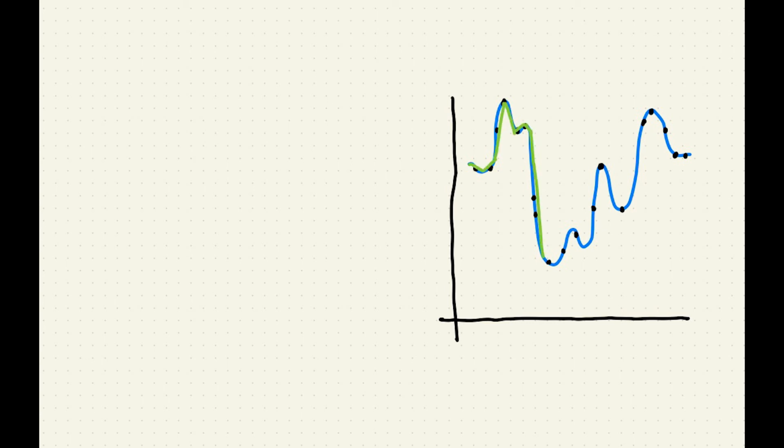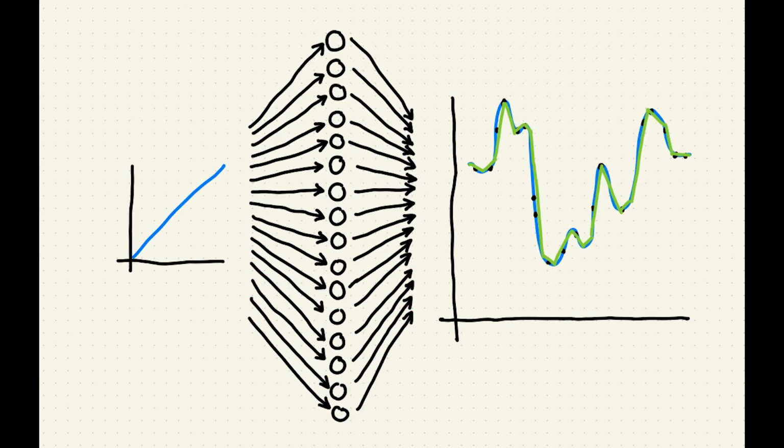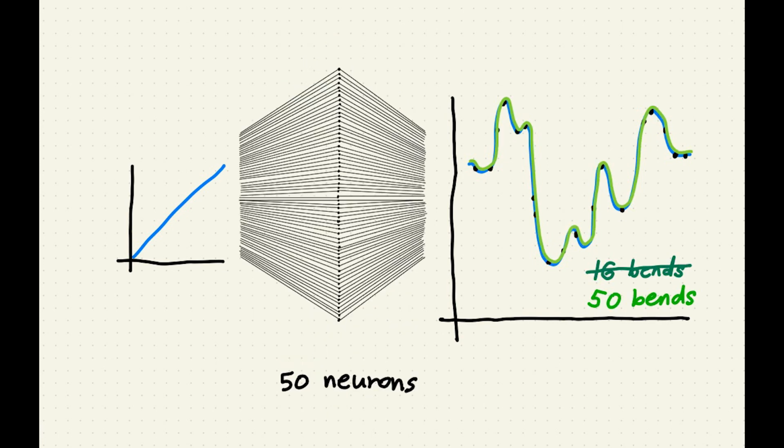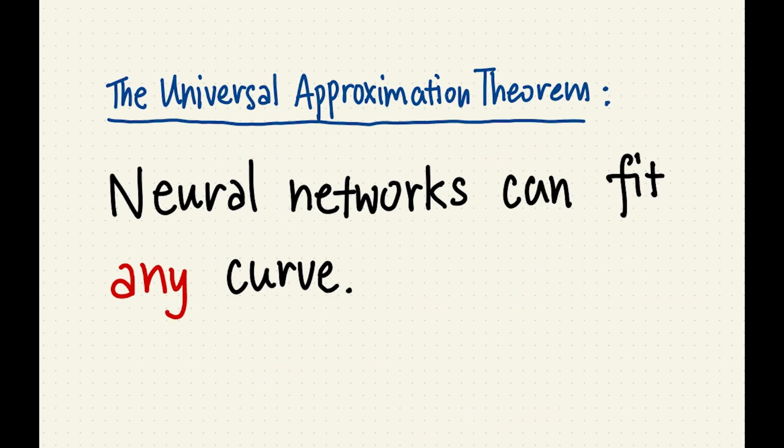To imagine how, cover the curve with short line segments, and have a neuron to add a bend between each pair of consecutive line segments. The caveat is that this might require a lot of bends and thus a lot of neurons, but in theory it's always possible. So, neural networks can fit any curve. And this fact has a name. It's called the Universal Approximation Theorem.